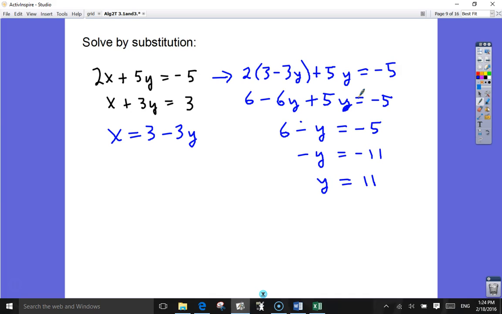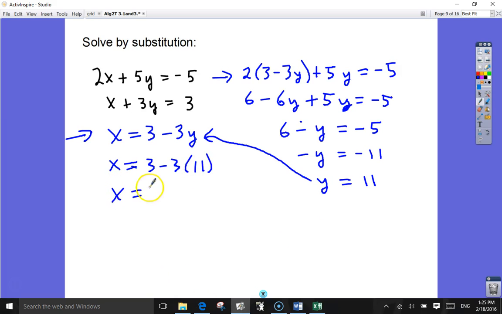Step 3 is substitute that answer into the equation that you solved for step 1, right? This one right here. So put in y equals 11 there. x equals 3 minus 3 times 11. x equals 3 minus 33. x equals negative 30. Right. So the solution to this system is negative 30, comma 11. That's a point.